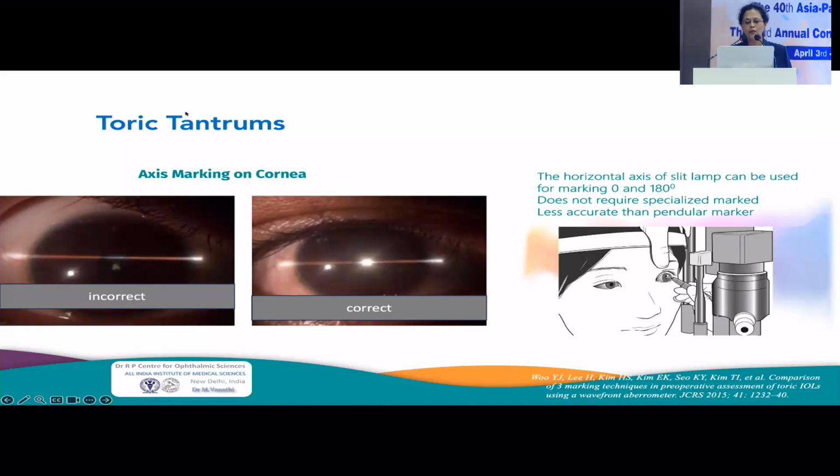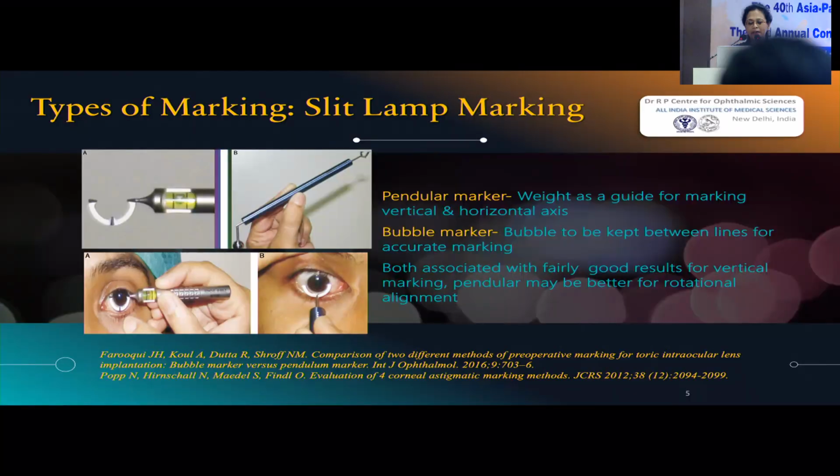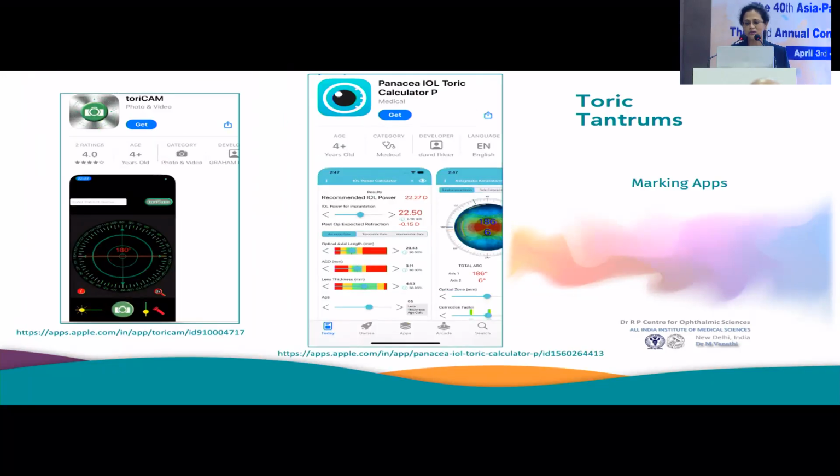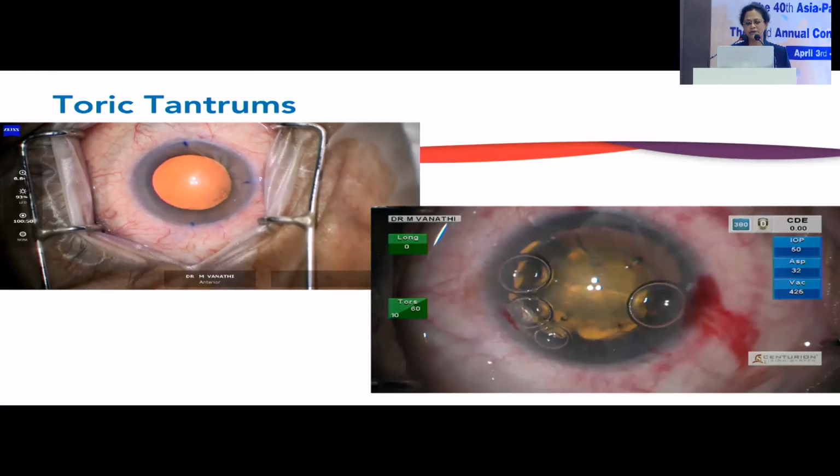Please remember, one improper method of aligning for axis marking is when it's not passing through the center of the pupil. So correct axis, correct estimation of the slit lamp guide is important, so that you mark accurately in these patients. These are the common errors. Some pictures of the bubbles. You do have apps which can help and guide you for toric implantations and for marking as well. These are some of the apps, but I don't personally use them here.